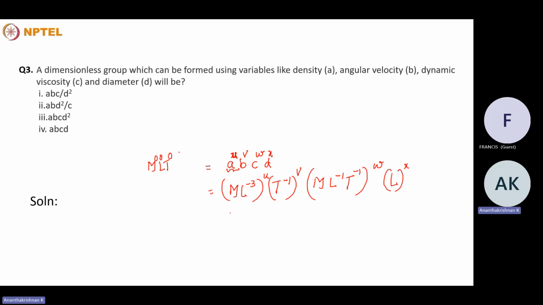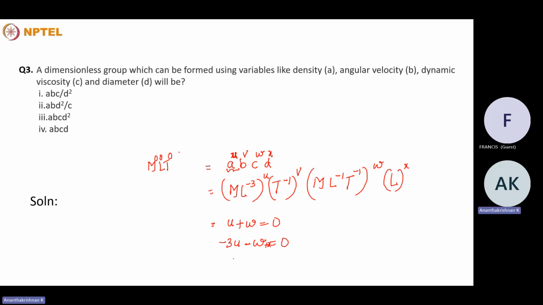So we'll get three different equations. As per this analysis, if you compare the mass quantities, what we get is u plus w equal to 0 when we compare the right and left hand side. Similarly, for the length, if you compare that, it is minus 3u minus w plus x equal to 0.